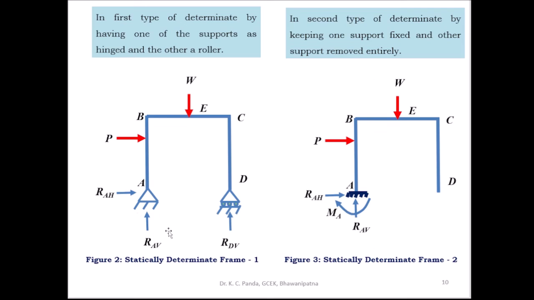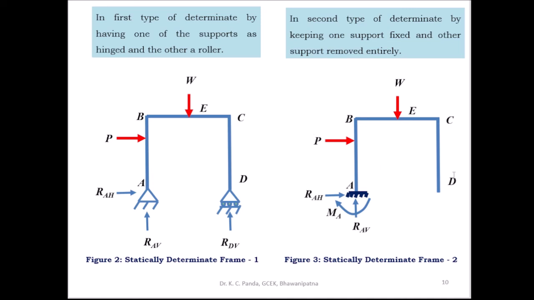In the first type of determinate structure, the structure is made determinate by having one of the supports as a hinge support and the other support as a roller support. So here you see, this is converted to a hinge support, and here the fixed support is converted to a roller support. So here there are two reaction components, and here there is one reaction component, so a total of three reaction components. Then the other three reactions are the redundants.